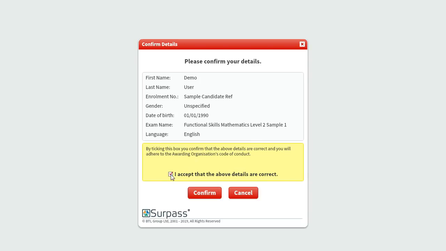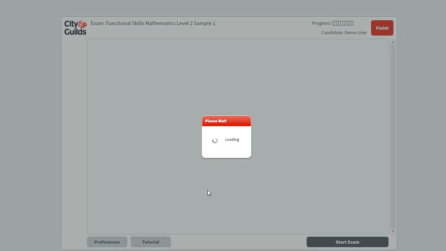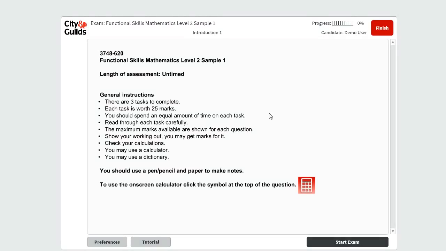Now let's click I accept the above details are correct. Again, this is a demo, so we don't have to worry about it as anyone can access it. Right, here we have Functional Skills Maths Level 2 sample 1. General instructions, they're letting you know that there's 3 tasks to complete. Each task is worth 25 marks. We should spend an equal amount of time on each task.